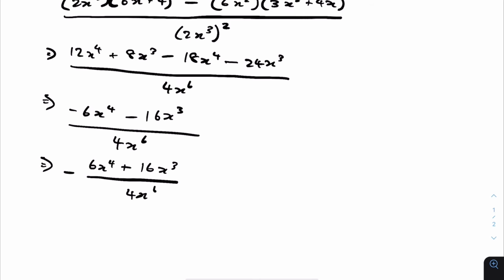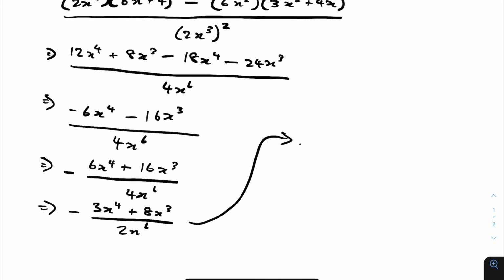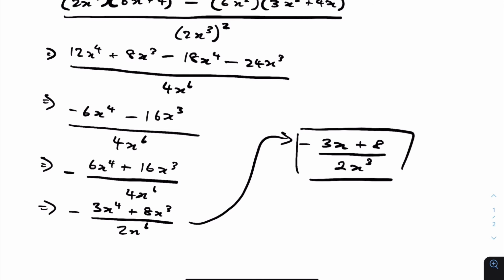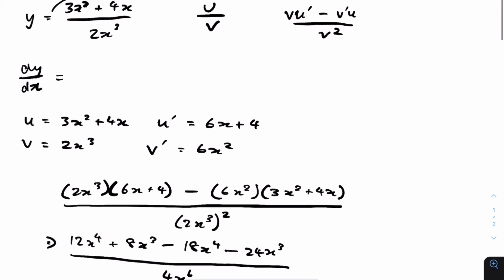Becomes 4x to the power of 6. Simplifies to negative. So we can see that all these terms are divisible by 2. So that would become negative 3x to the power of 4 plus 8x cubed divided by 2x to the power of 6. And we can also factor out some x's. Let me draw it over here. So we can see that the x cubed can actually be taken out if we just divide everything by x cubed. So negative 3x plus 8 divided by 2x cubed is our answer. That is the derivative of this expression that we have up here.